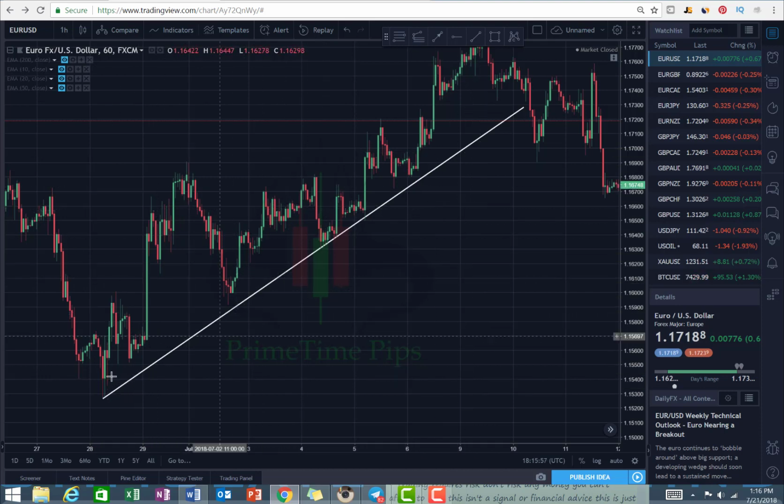But that's all it is. A trend line is just to help guide you. Like obviously with an uptrend, if it pulls away from that trend line, you know the area in which it can come back down.